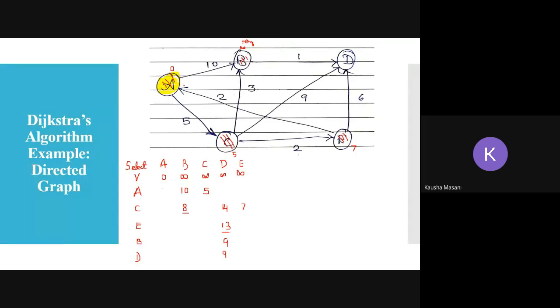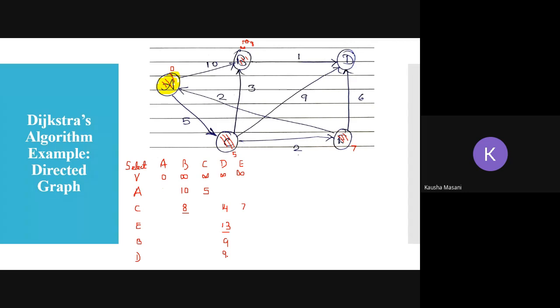From A, I want to travel to D. Now, if you look at the graph, you can get several paths. You can get A, B, and D. Right? You can get A, C, B, D. You can get A, C and D. But which one will give you the lowest value? So you can look at the table.